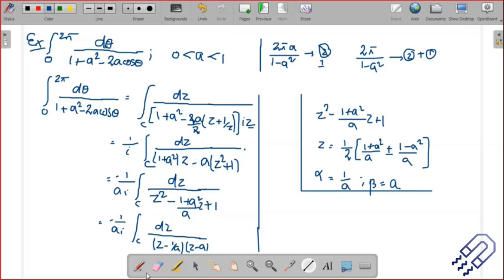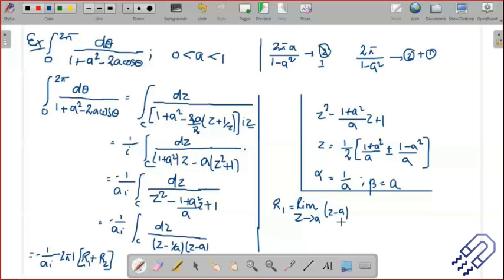I have to find out the residues now. The answer to this is nothing but minus 1 divided by ai into the sum of residues. There are two residues, so it is r1 plus r2. First let's find r1. r1 is the limit as z tends to a of z minus a times the function. I'm relating this with r1 because r2 will become 0. I'll tell you why. For r2, z minus a, 1 divided by z minus 1 by a.